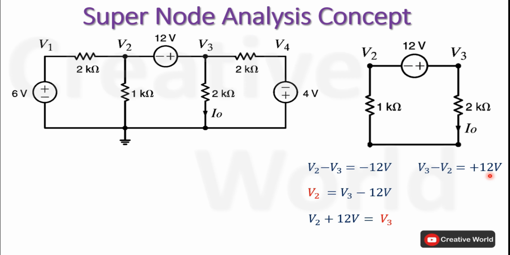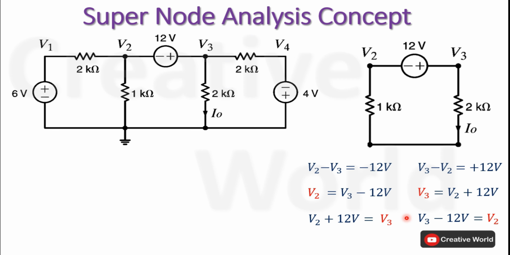Now using this equation, we can merge this voltage source either to V3 or V2. If we merge the value of this voltage source to node V3, then using this equation V3 will be equal to V2 plus 12 volt. Similarly, if we merge this voltage source into node V2, then V2 using this equation will be equal to V3 minus 12 volt. You may see that in both cases the equations for V3 and V2 are the same.